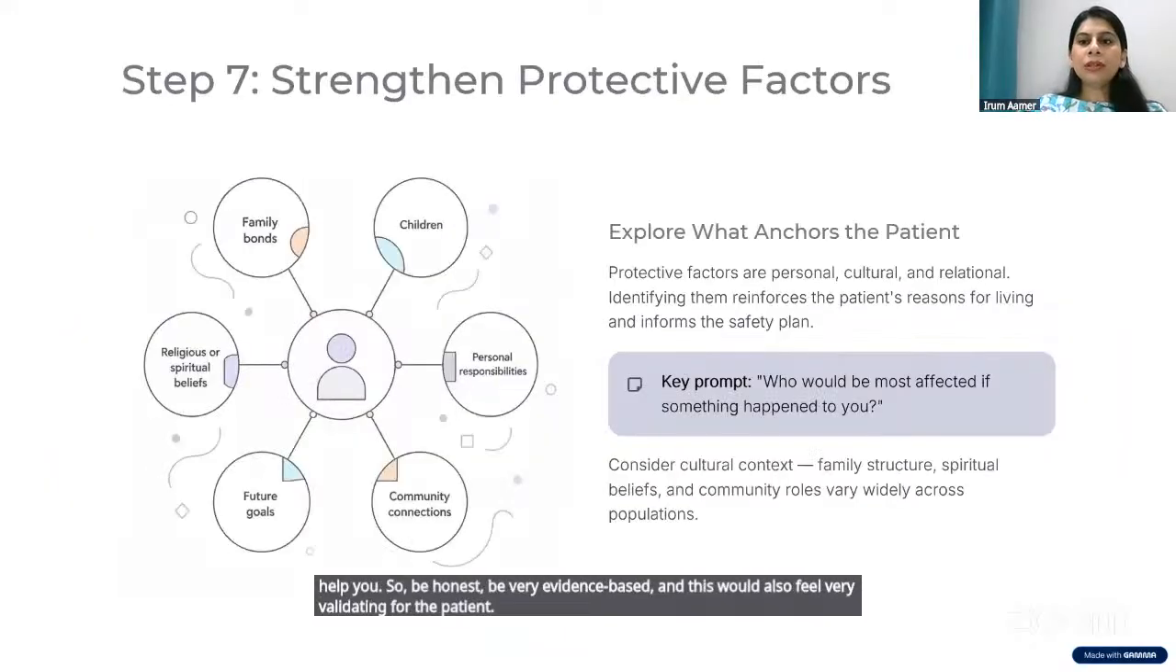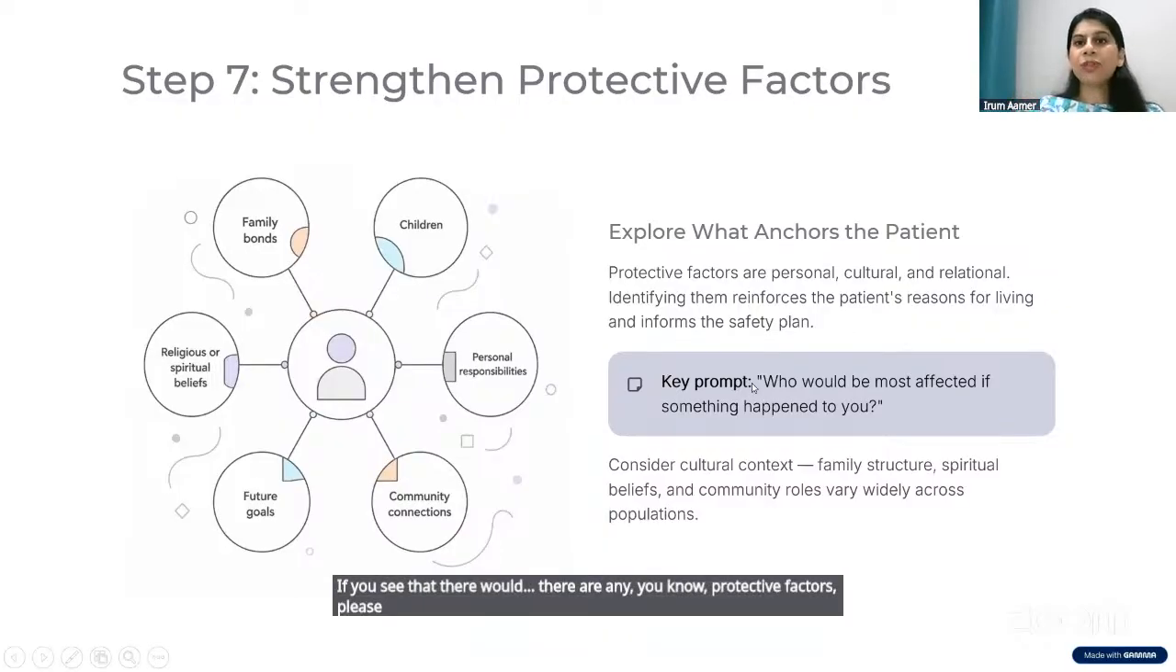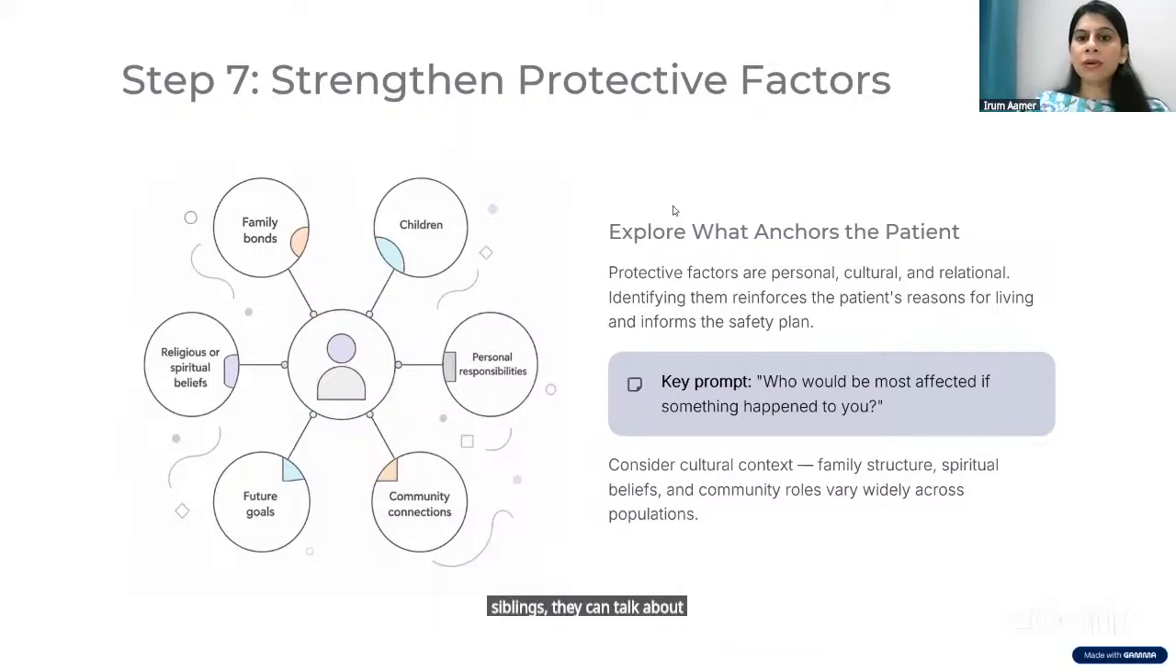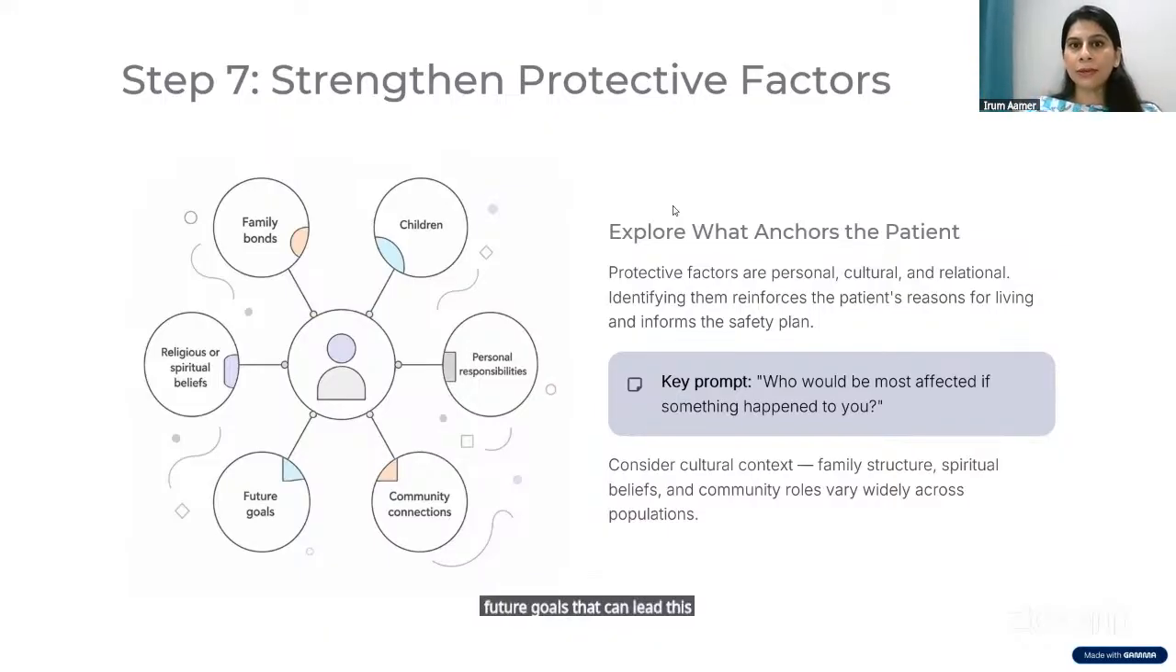If you see that there are any protective factors, please anchor the patient with those protective factors. Ask who would be the most affected if something happens to you, because they can talk about their partner, their siblings, their offspring, their parents. Family structure, spiritual beliefs, and community really do play a very important role. And if you think that you belong to a culture where these things are not very important, then you can talk about personal responsibilities, personal goals, future goals that can lead this direction forward.